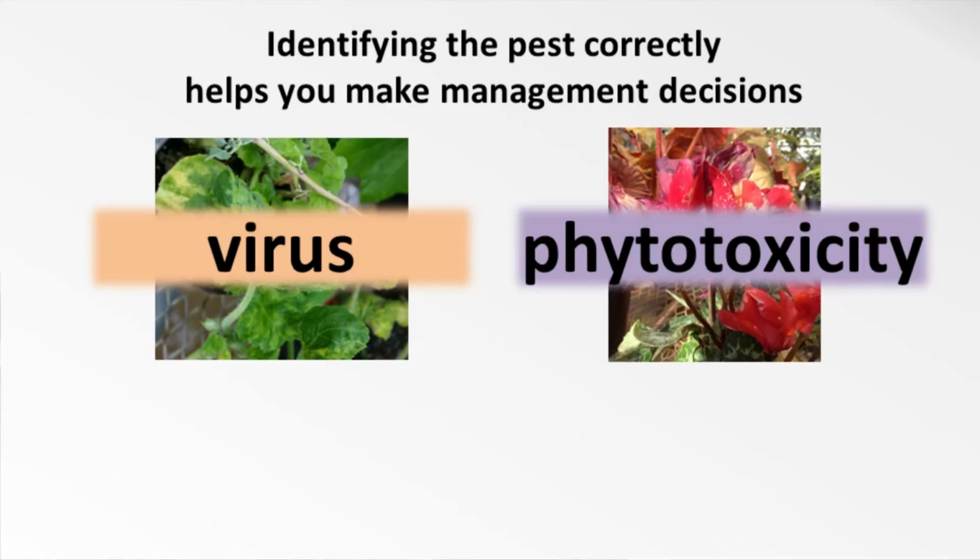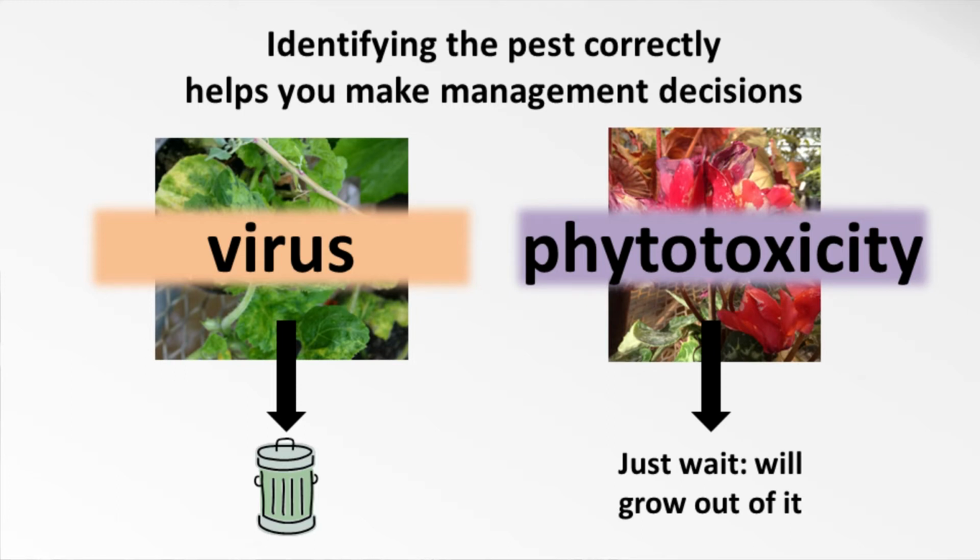There's not a lot the average homeowner can do about plant viruses. The best response is to just get rid of the plant and make sure to carefully wash all tools and pots that came in contact with it. Happily, the plant with pesticide injury will eventually grow out of it.